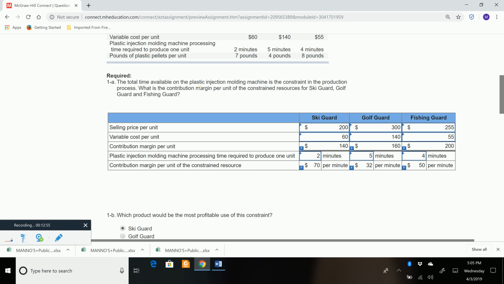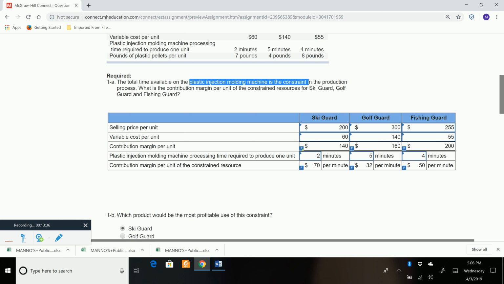So the total time available on the plastic injection molding machine is a constraint, meaning we only have so many minutes on this machine, and we need this one machine to make all of them, the ski guard, the golf guard, and the fishing guard. So with that said, we need to determine which of these would be best to manufacture first, knowing that the constraint is minutes on the machine. Well, what we need to do now is not consider just the contribution margin, but we need to figure out the contribution margin per minute on the machine.